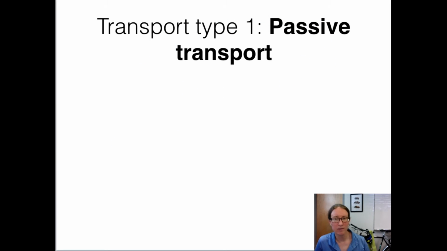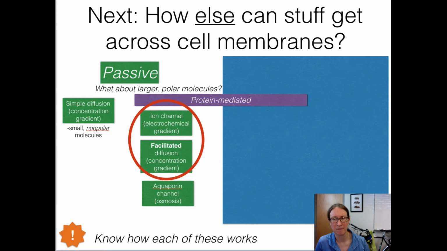And there are four major forms of passive transport that we're going to talk about here. The simplest form, simple diffusion, is what happens for small non-polar molecules. So these are molecules that can freely cross through the phospholipid bilayer because they're non-polar. So that's all they need to do, just diffuse down their concentration gradient.